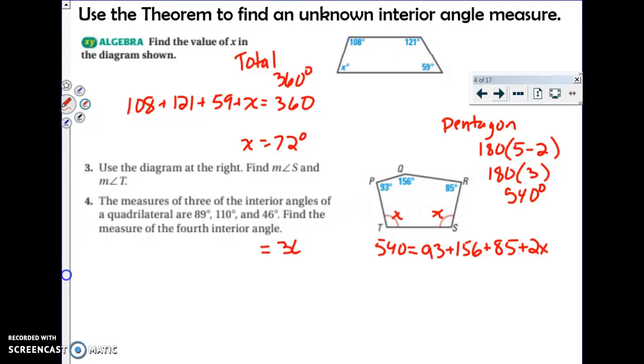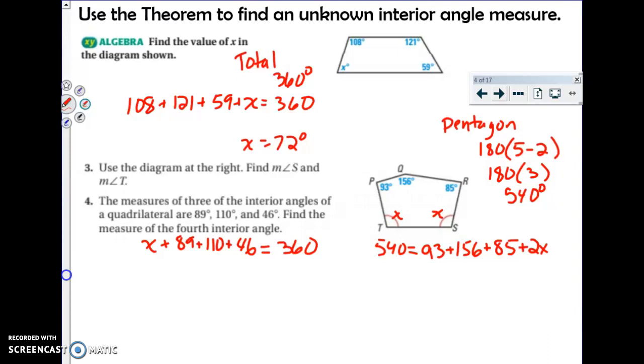I know that quadrilaterals add up to 360. So we're talking x plus the other 3 angles is going to add up to that. And so that's a pretty simple linear equation that I'm sure you can finish up for me. And that's all you're asked to do, is find the measure of that 4th angle.